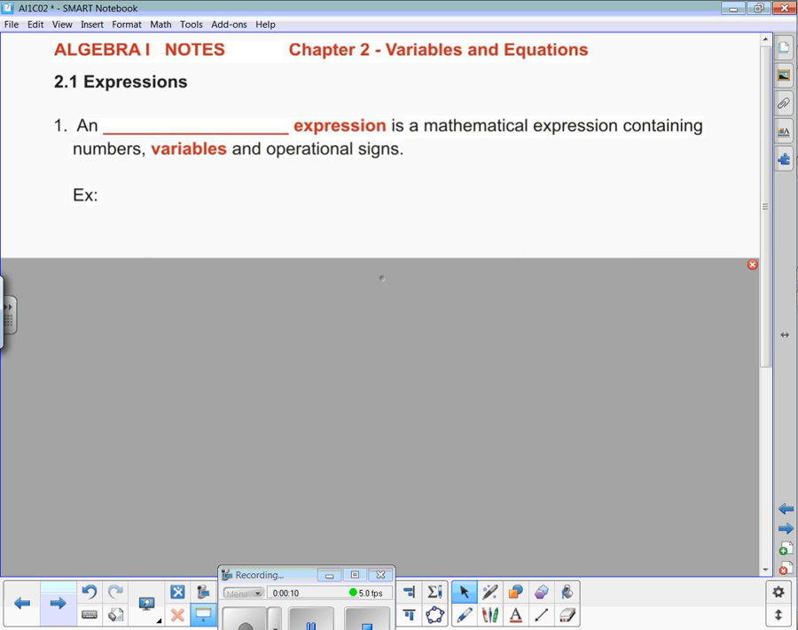And so let's start off with a definition here. So an algebraic expression, A-L-G-E-B-R-A-I-C, an algebraic expression. What is an algebraic expression? It's simply a mathematical expression containing numbers, variables, and operational signs. You've got some variables, you got some numbers, you got some operations: addition, subtraction, multiplication, division. So something like this, 3n minus 7. There's an algebraic expression. Not a big deal, just a term.